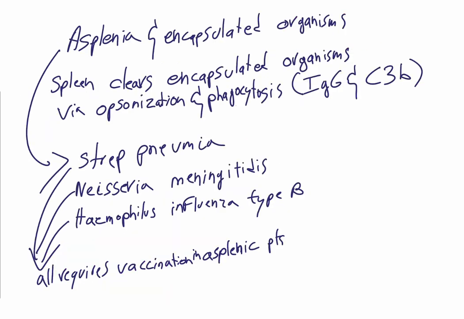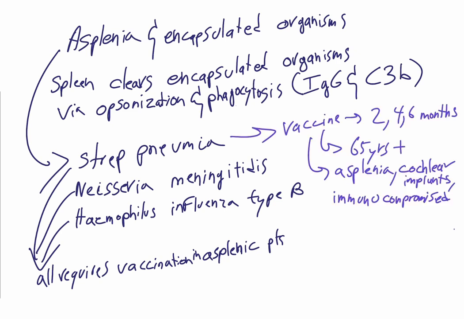So for asplenia and encapsulated organisms, the spleen normally clears encapsulated bacteria. This is via opsonization and phagocytosis via IgG and C3b. Without a spleen, you're most susceptible to strep pneumo, Neisseria meningitidis, and H. influenzae type B. These all require vaccination in asplenic patients. Now the schedule for the strep pneumo vaccine is given at 2, 4, 6 months of age, as well as to adults 65 years or older.